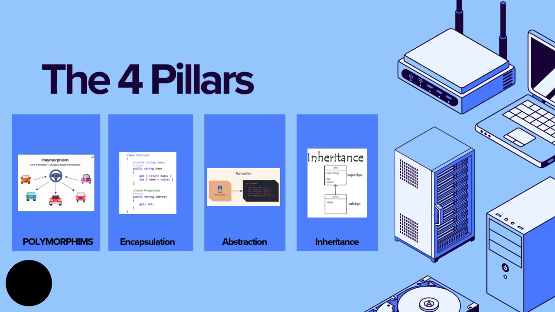Now the third one is inheritance. This allows one class to reuse code from another. This will save time and reduce repetition and redundant code. Now the fourth is polymorphism. This means the same method name can work in different ways depending on the object. So a method called draw could draw a circle, square, or triangle depending on the object that it's attached to.